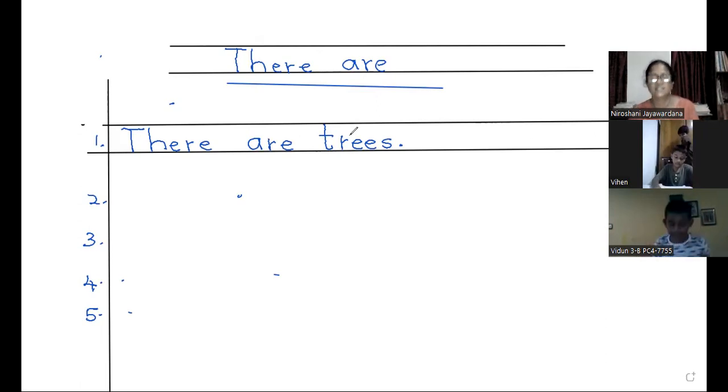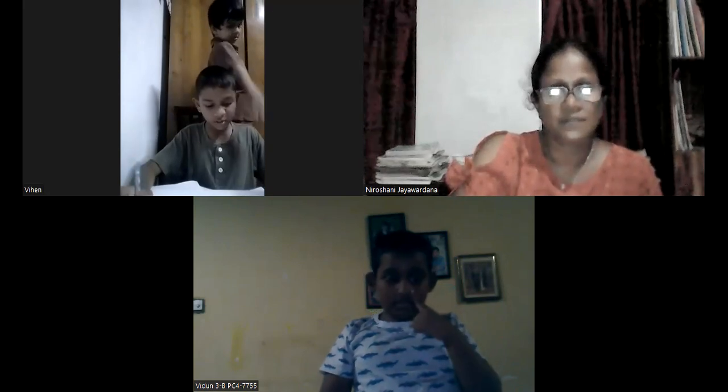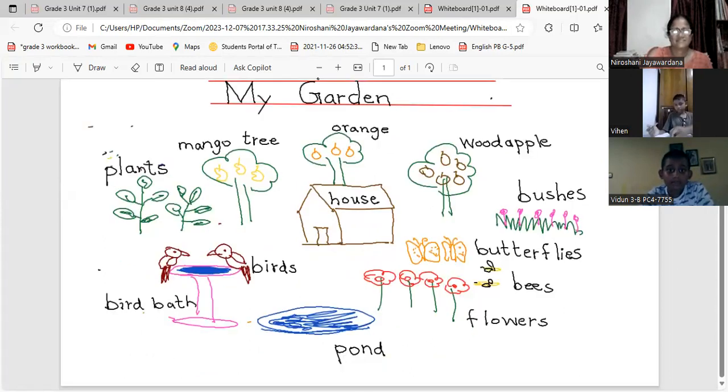Very good. You can describe a picture. Then we don't describe the picture by looking at the sentences, we look at the picture. Okay, I will show you, if you don't have, you draw the picture. By looking at the picture you want to describe the picture, right? Start. There is a house. There is a pond. There is a bird bath. There are flowers, yes. There are bushes. There are bees. Very good, Vidun. You can describe the picture.